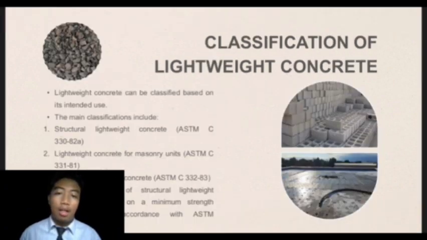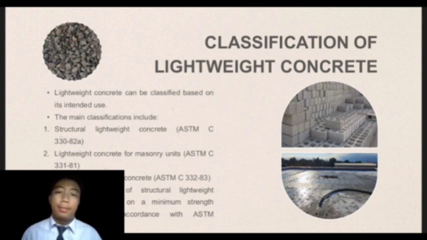We have discussed what it is. Now, let's look at how it is classified. The first major way to classify lightweight concrete is based on its intended use. As listed here, there are three main classifications, all governed by ASTM standards. The first one is structural lightweight concrete. The second is lightweight concrete for masonry units, like the blocks shown in the picture on the right. And the third is insulating lightweight concrete.